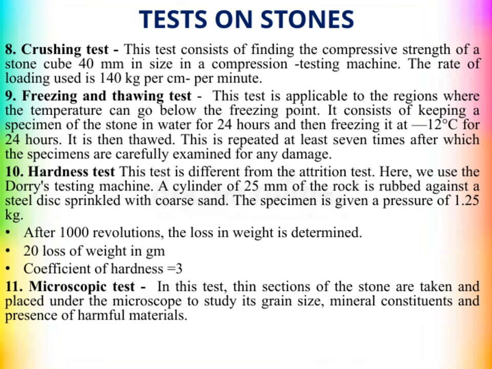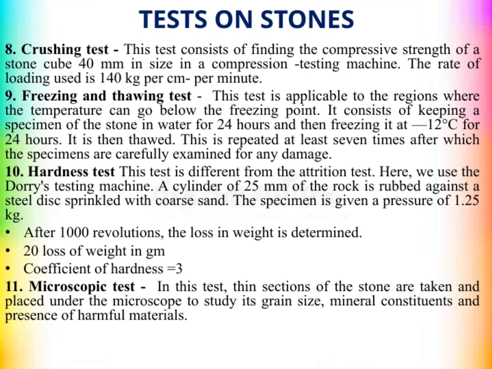Next, we have the freezing and thawing test, which is particularly important in regions where temperatures drop below freezing. For this, we submerge the stone specimen in water for 24 hours, then freeze it at -12 degrees C for another 24 hours. After thawing, we repeat this cycle at least 7 times. The purpose here is to simulate natural weathering conditions and see if the stone develops any cracks or damage over repeated freeze-thaw cycles.